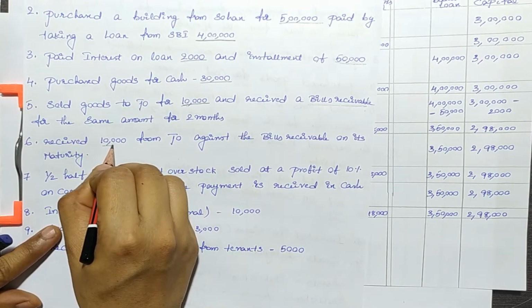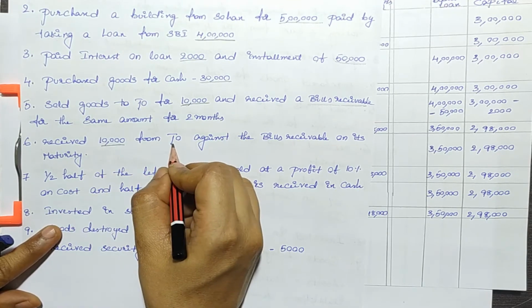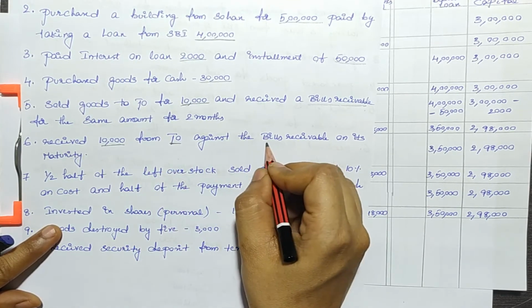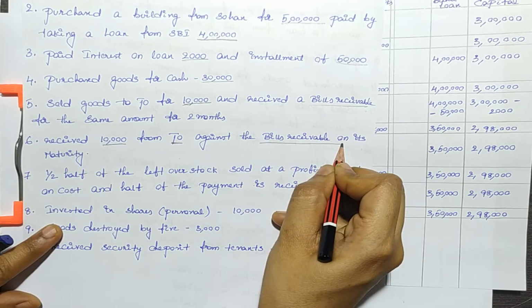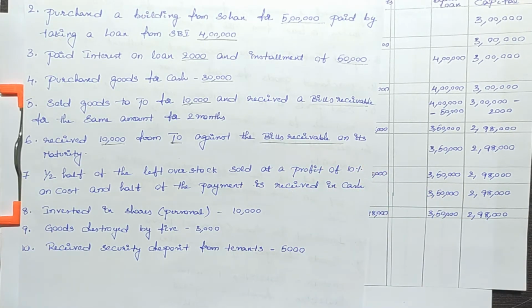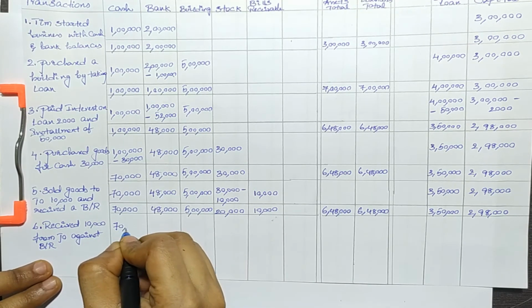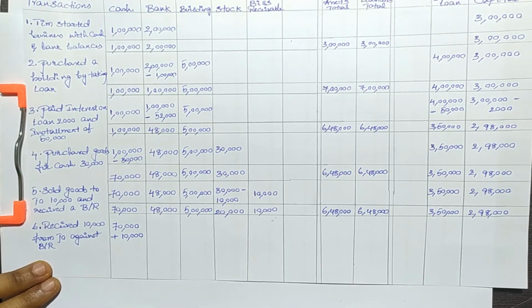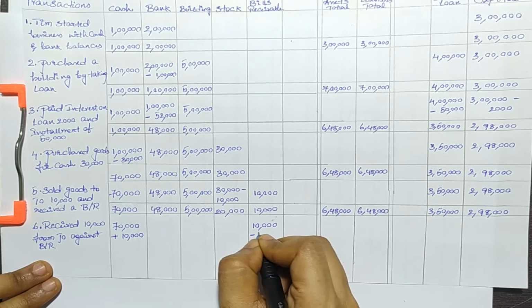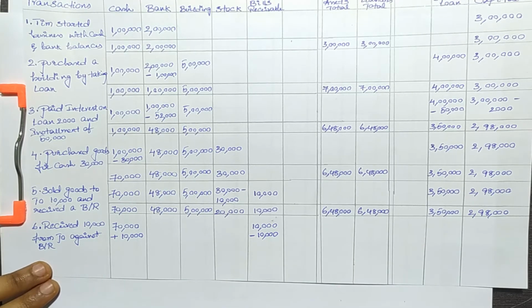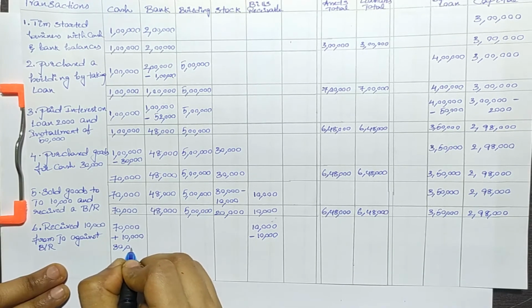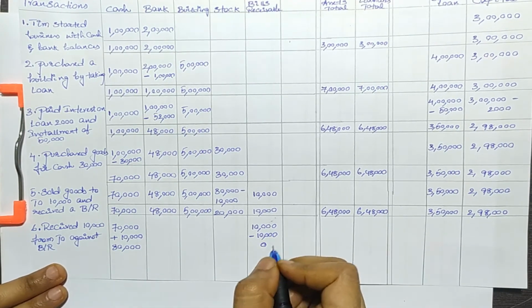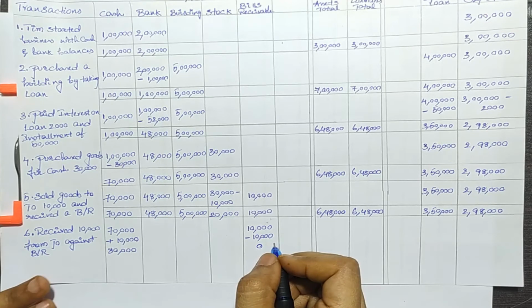Next transaction is received 10,000 from Joe against the bills receivable on its maturity. Since the business has received the amount from the customer, that is Joe, we will add 10,000 to cash. And also we will deduct this 10,000 from bills receivable because business has already received the money from customer. So the bills receivable is no longer valid. After adding 10,000 to cash, the cash value is 80,000 and bills receivable value is 0.